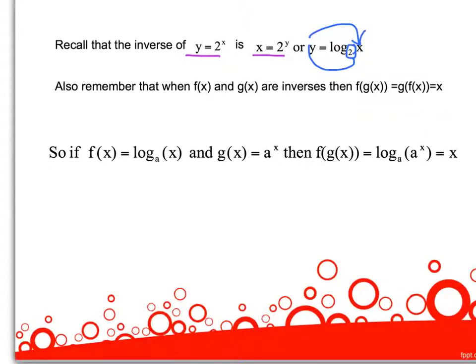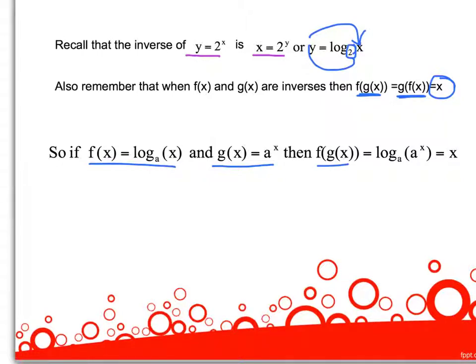Also remember that previously when we talked about inverses, one of the ways we could prove that two functions were inverses was to look at their compositions. If we did f of g of x and g of f of x, both of those had to simplify down to x. So that's going to be really important for us to realize the way that notation is going to look. So we're saying that f of x is log base a of x. So it could be log base 2, log base 10. And g of x is a to the x, 2 to the x, 10 to the x, e to the x. Let's first of all look at what f of g of x would look like.